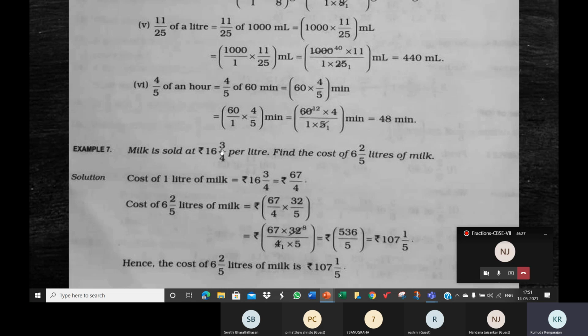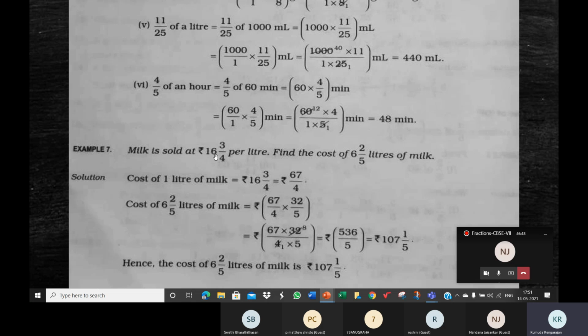Just imagine some other situation here, children. Just put a different number. Cost of 1 liter of milk is 10 rupees. What will be the cost of 5 liters of milk? 1 liter, 10 rupees. 5 liters, 10 into 5, 50 rupees. So what did you do with 10 and 5? You multiplied.